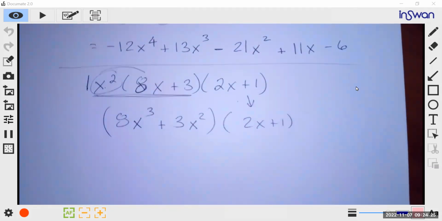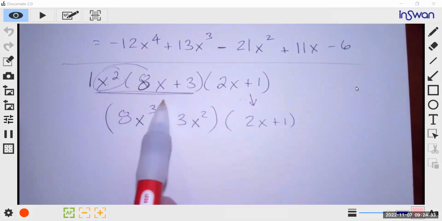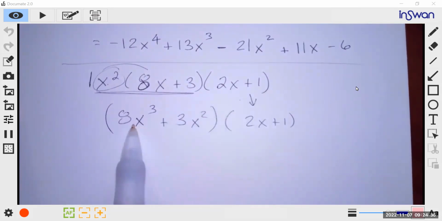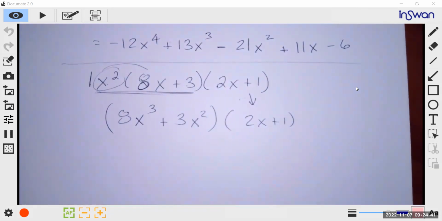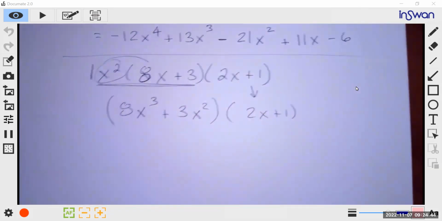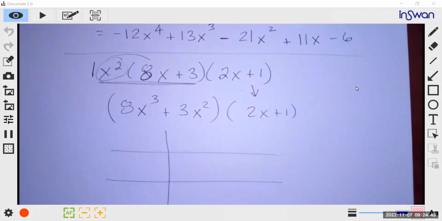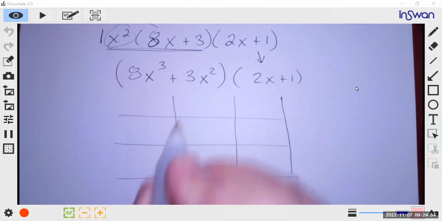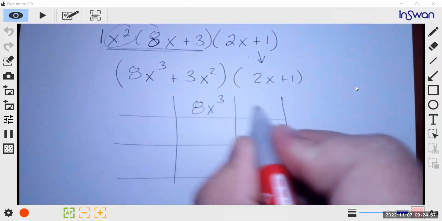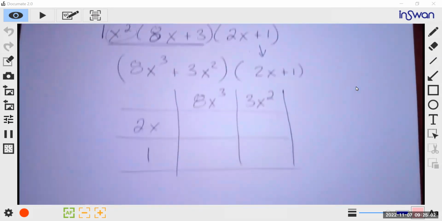I just bring the second one down. Notice, because I have a multiplication of another term, I still have to have parentheses around this first part. All I do is multiply that inside there. So 8x cubed, 3x squared, 2x, and 1.